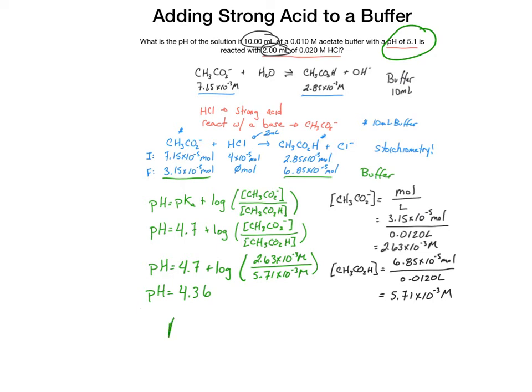Now, when I started this, I had a pH of 5.1. So by adding acid, by adding HCl, my pH went down. And that's what we would expect, because when we add a strong acid, we get rid of the weak base and we make more of the conjugate acid. And therefore, we would expect that pH to decrease.